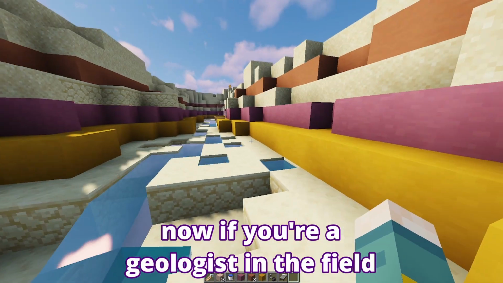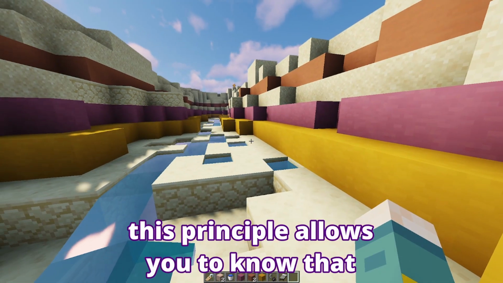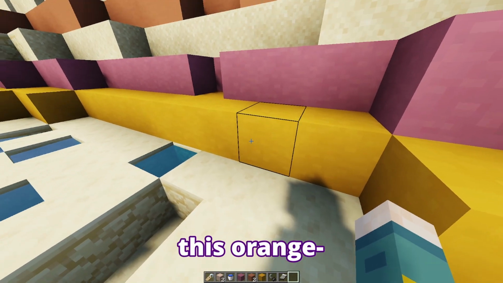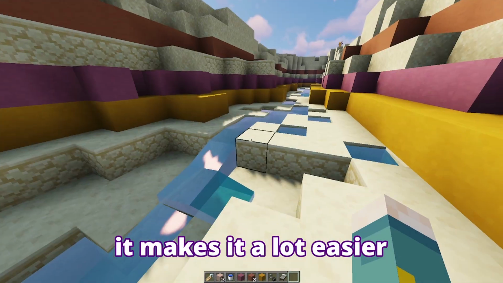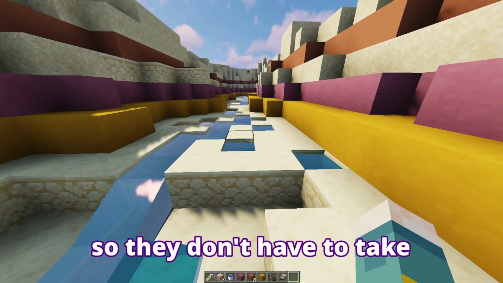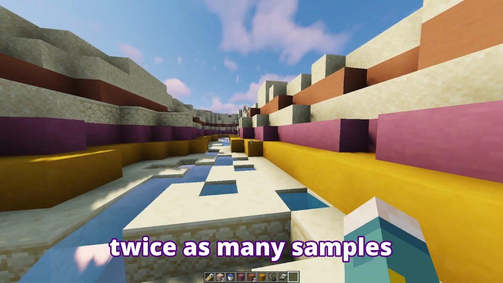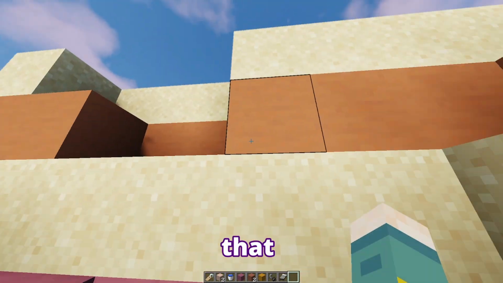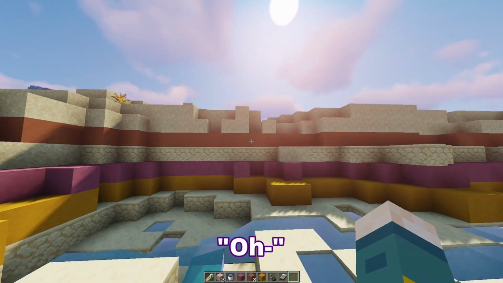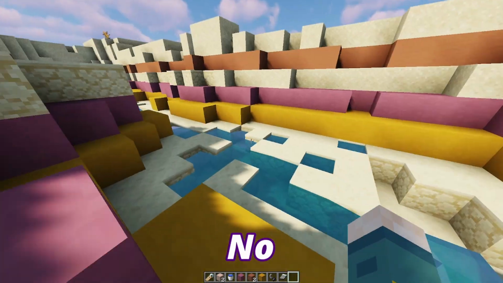Now, if you're a geologist in the field, this principle allows you to know that this rock right here, this orange or this yellow rock, is the same type of rock as that rock. It makes it a lot easier for geologists in the field so they don't have to take twice as many samples. So if I was in the field and I was like, okay, I'll take a sample of this rock, that, and that. And then I think, oh, well, I'm going to have to go to this side and do the same thing. No, I don't have to do that.